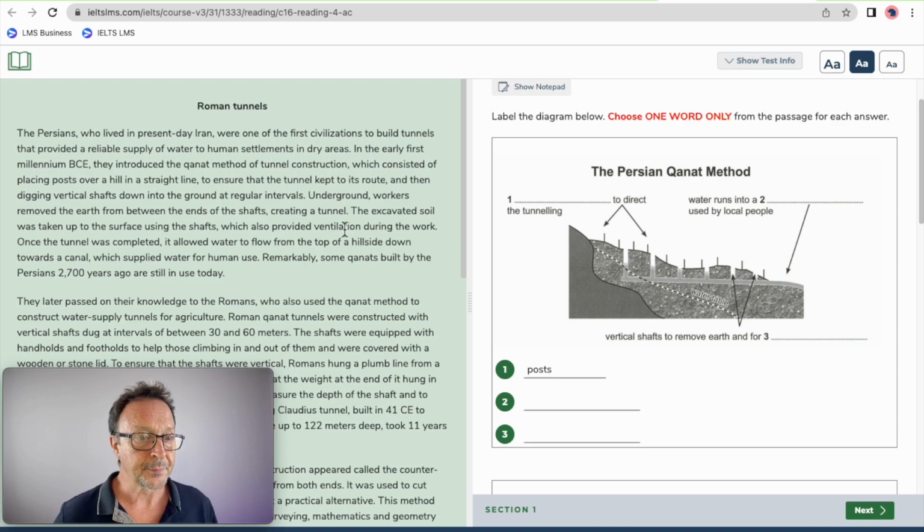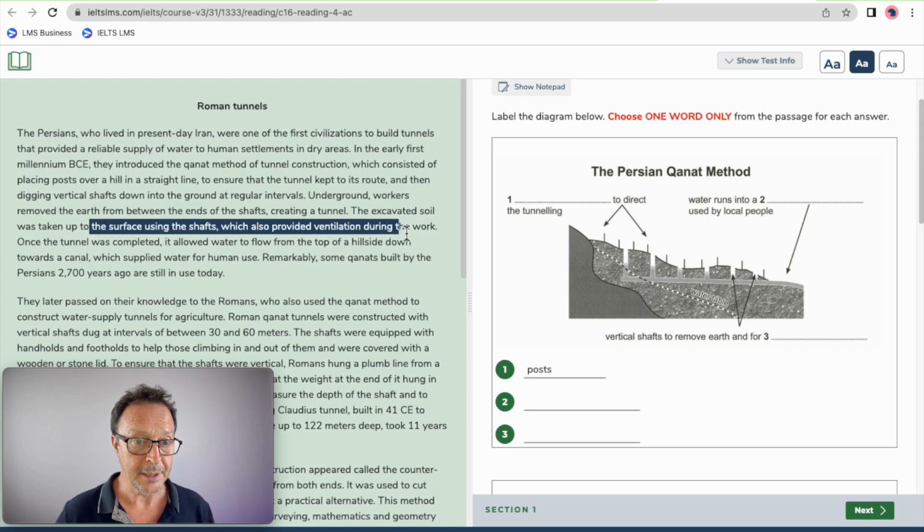Right. Let's go on now. Okay, underground workers remove the earth. We had remove earth here. So remove the earth from between the ends of the shafts, creating a tunnel. The excavated soil, that's the removed earth, was taken up to the surface using the shafts, which also provided ventilation during the work. So the shafts, talking about the shafts, provided ventilation.